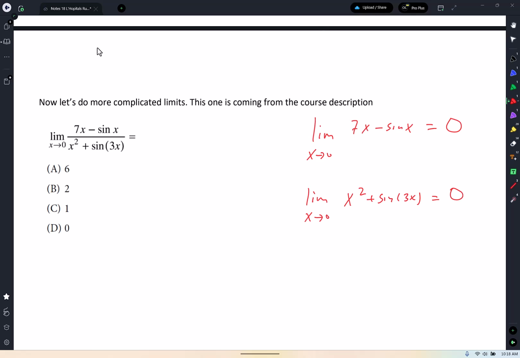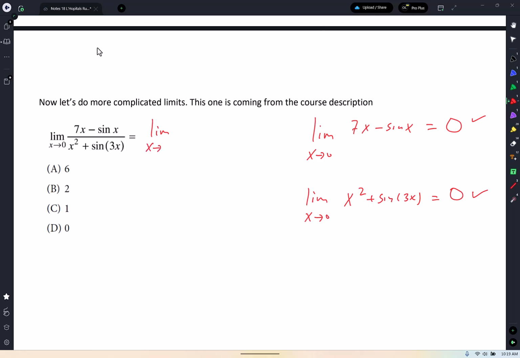So this is an indeterminate form. You get 0 divided by 0. Does that make sense to you guys? Because we get 0 here and 0 here. So can I use L'Hopital's? Yes. What does L'Hopital say?